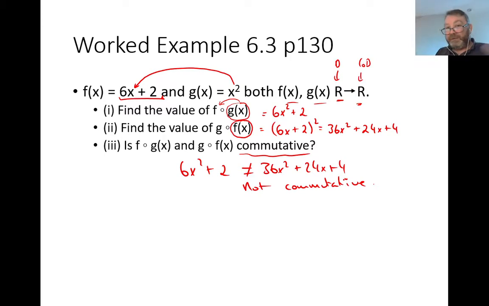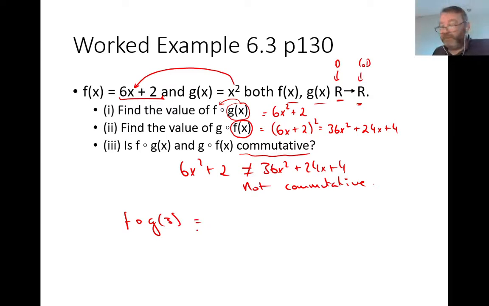Commutative means that no matter what way we put g into f or f into g, the answer comes out the same. That's not the case here. When we put g into f, we got 6x squared plus 2. And when we put f into g, we got 36x squared plus 24x plus 4. So the outcome is completely different. Now, let's take an example of f after g of 3. So let's take an actual value.